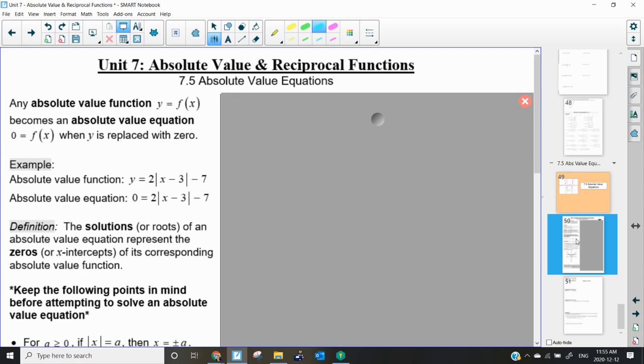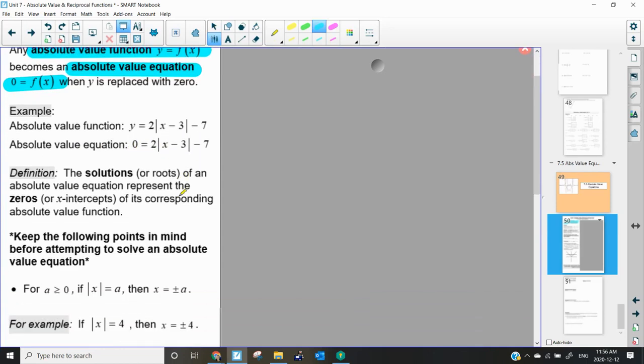And so up to this point, we've been working with absolute value functions, which would be written as y equals f of x. And now we're going to be solving equations. And if you remember from previous units, that means that we're going to have something set equal to 0. And so when we have an absolute value function, it's y equals, and when it's an absolute value equation, it's 0 equals. So now we're actually trying to solve for x.